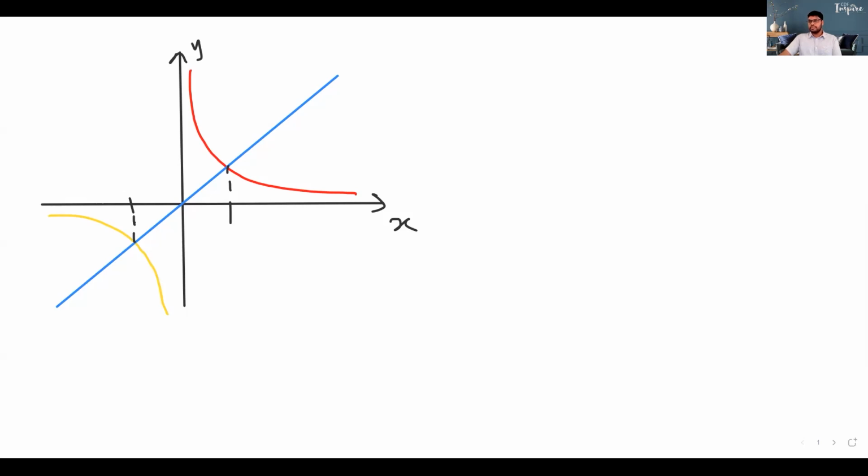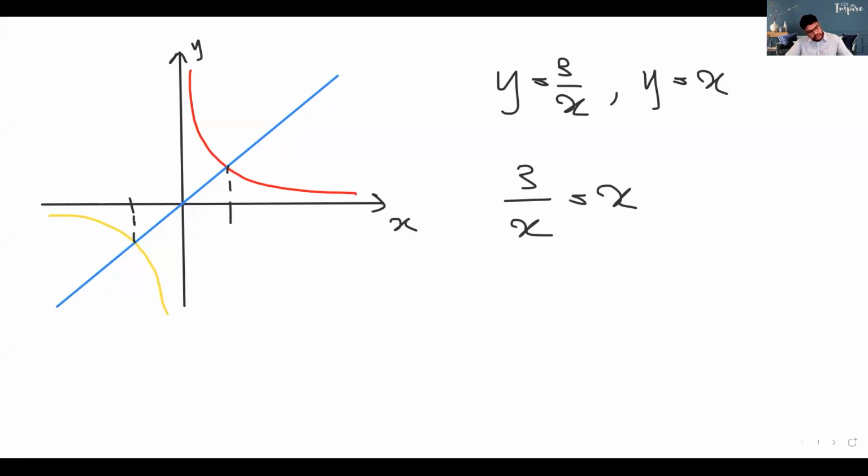I think Sandun teacher explained it in the simultaneous equations, just a few minutes ago. Children, what do we do? Solve a simultaneous equation. Basically, you equate these two to one another. We have y equals 3 over x and we have y equals x. So you equate these two together.